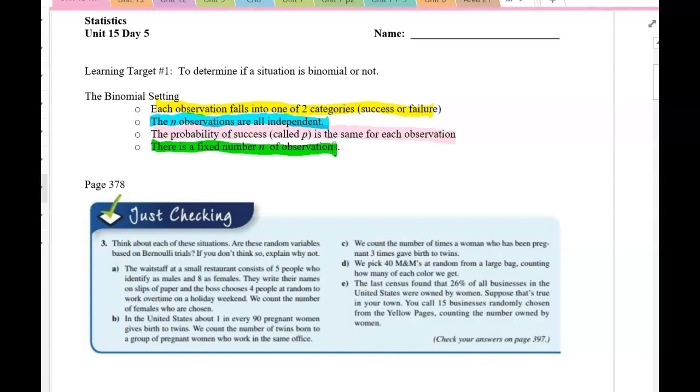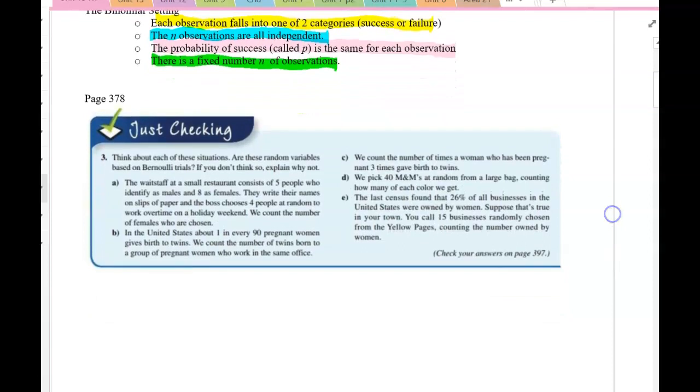So if we look at this example on page 378 of your textbook, we want to see if these situations are binomial or not. So for part A, the waitstaff at a small restaurant consists of 5 people who identify as males and 8 as females. They write their names on a slip of paper, and their boss chooses 4 people at random to work overtime on a holiday weekend. We count the number of females who were chosen. So there are two outcomes, either female or male is chosen. We have to determine if the probability of success is the same and if the observations are independent, and those two are very much related.